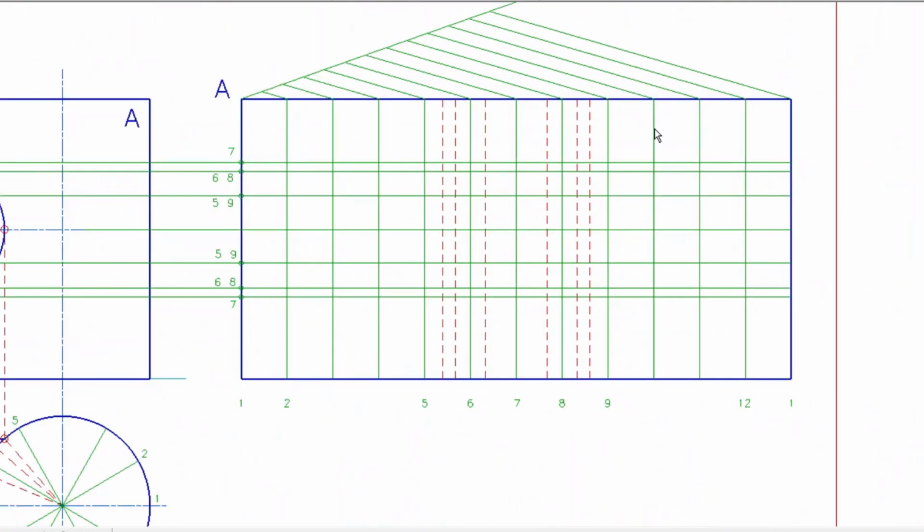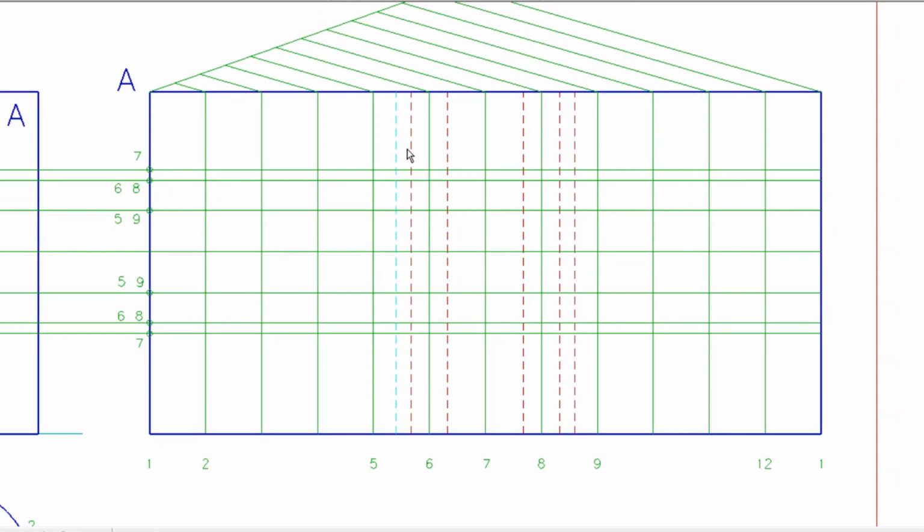So I've taken it across, I've marked the other lines as you can see down here. So from 5 I measured 1, 2, and I measured the same from 9, 1, 2 distances. And then from 7 I measured the same distance both ways, which you measure from your top view. And then all you have to do is plot the points on them.